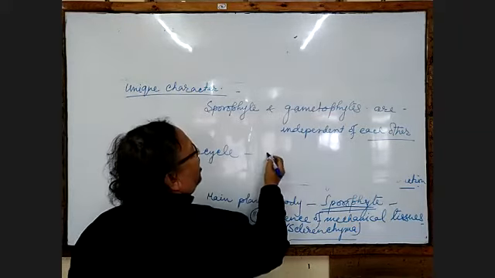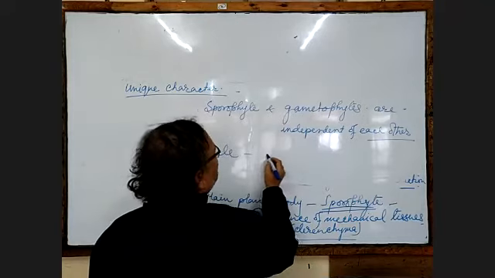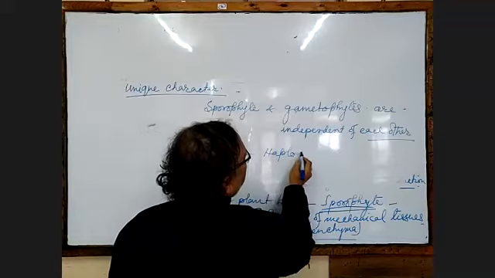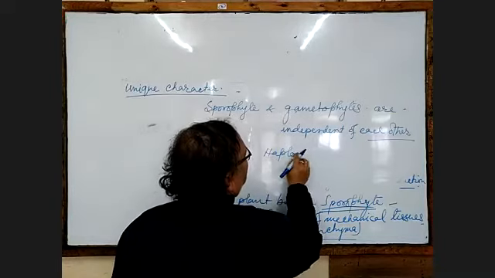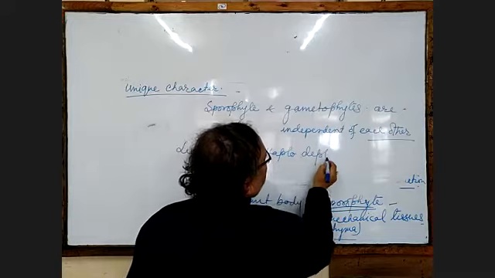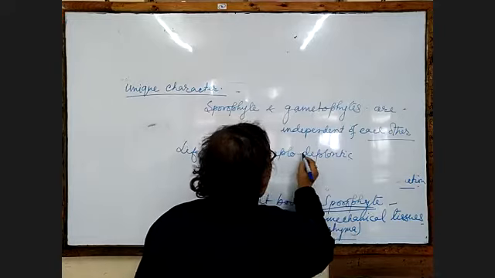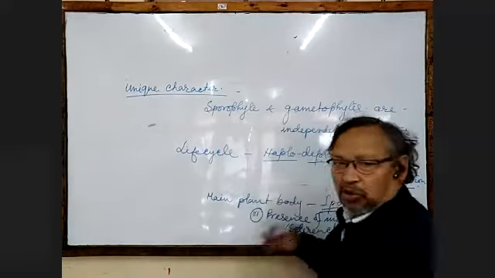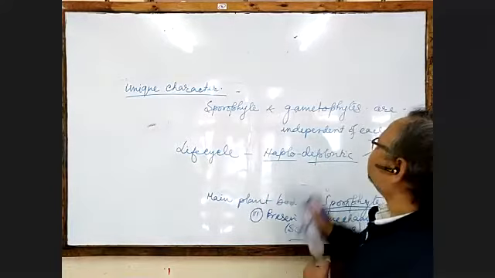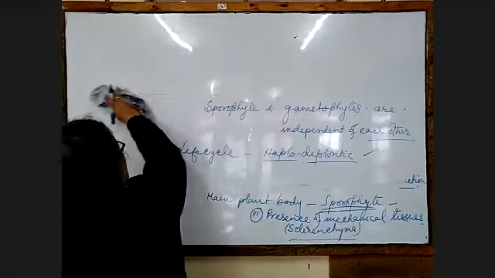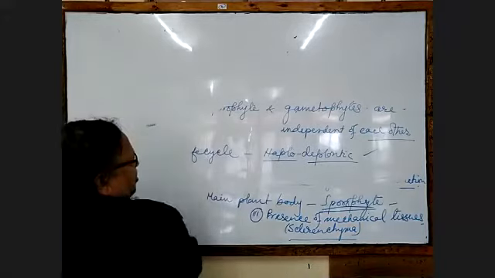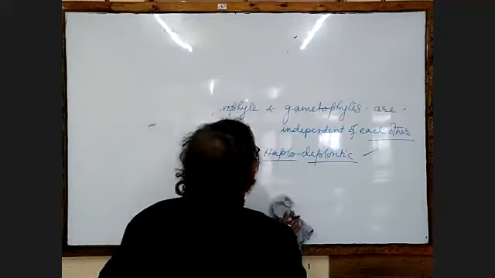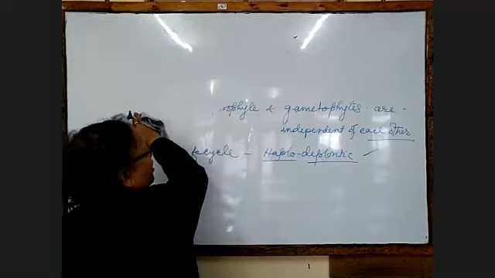diplohaplontic, or you can say haplodiplontic. Means the haploid as well as the diploid phase both are equally strong. Okay, so these are some of the important characters of pteridophyte. Of course, we cannot go in detail.